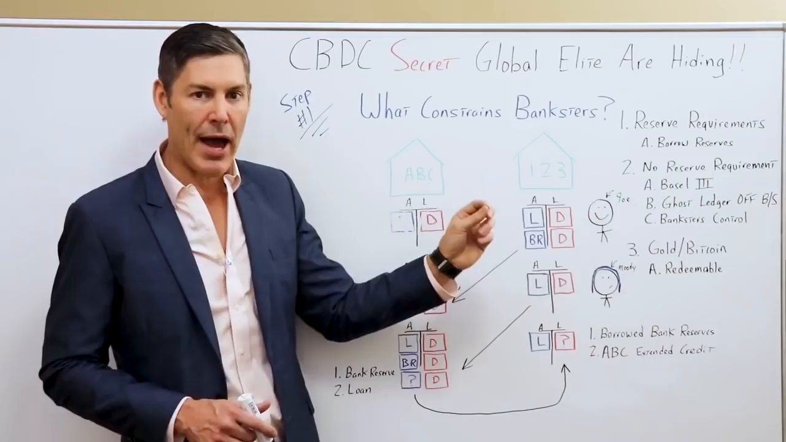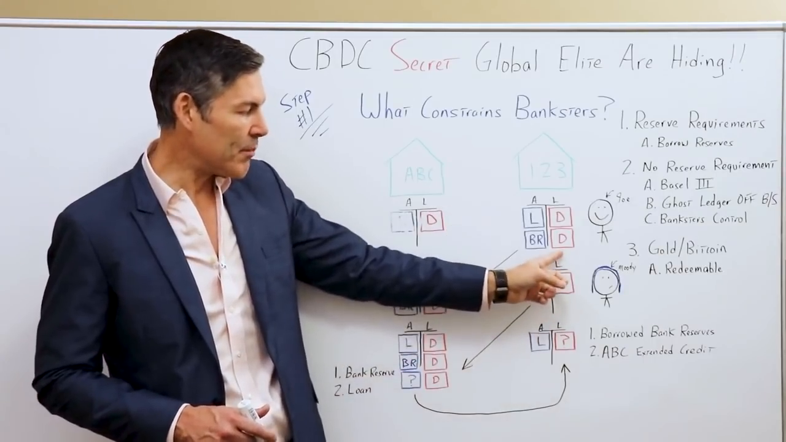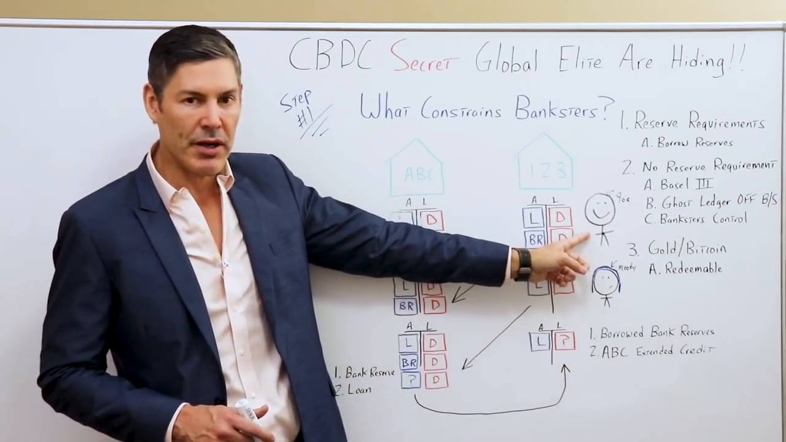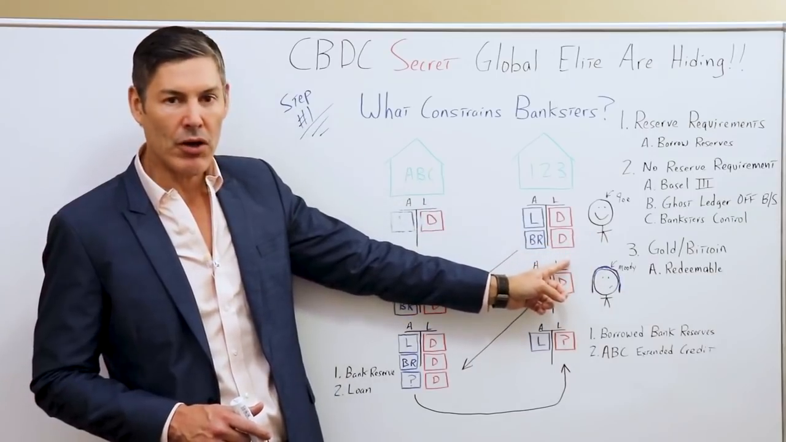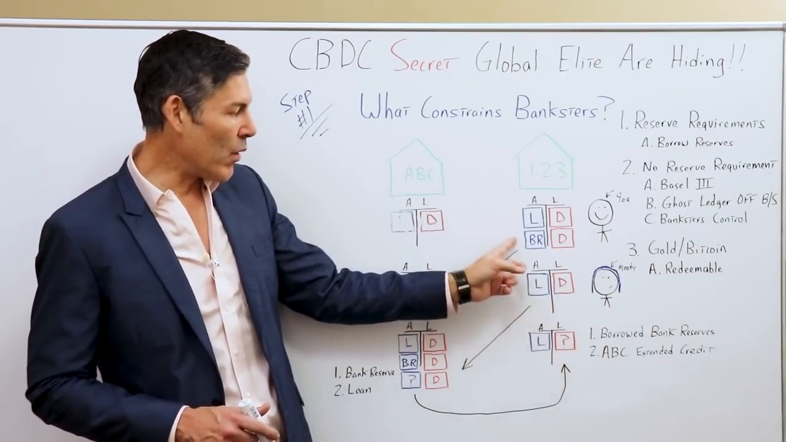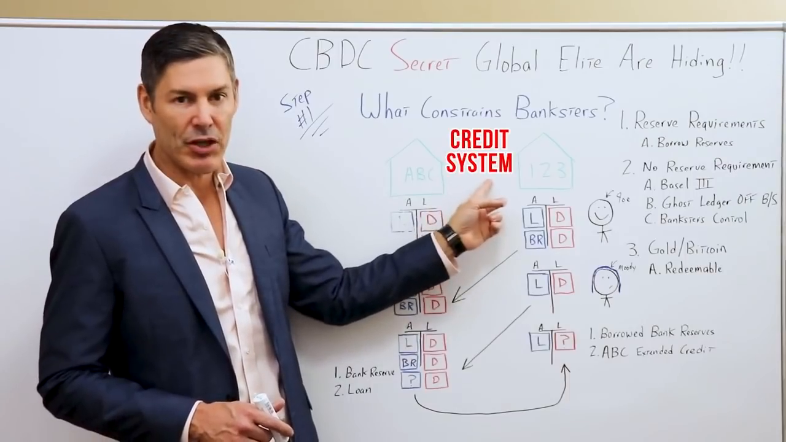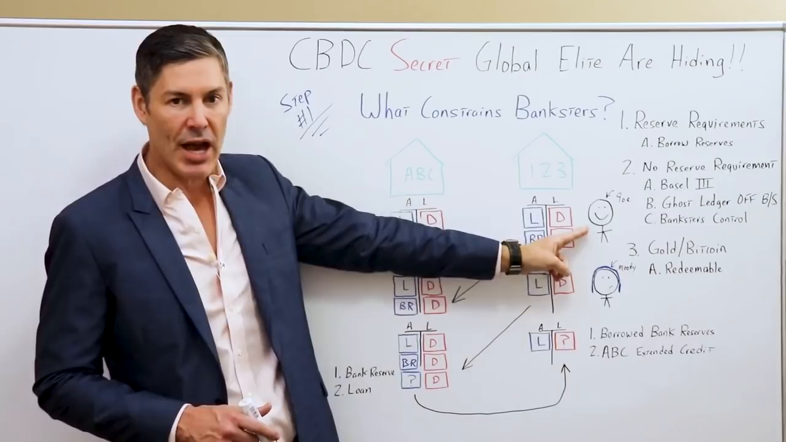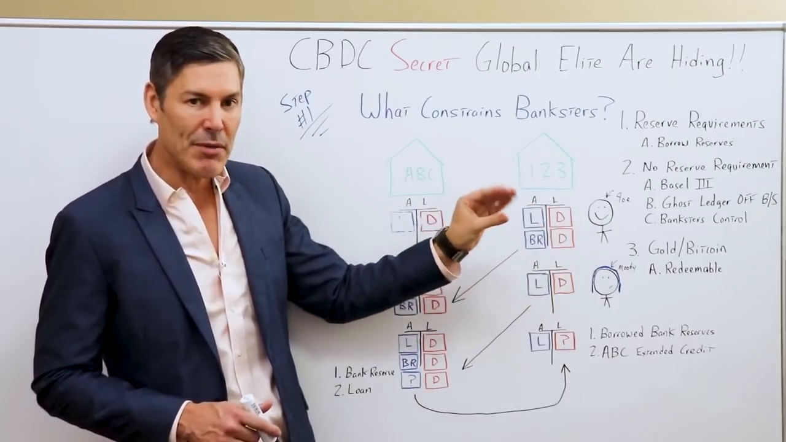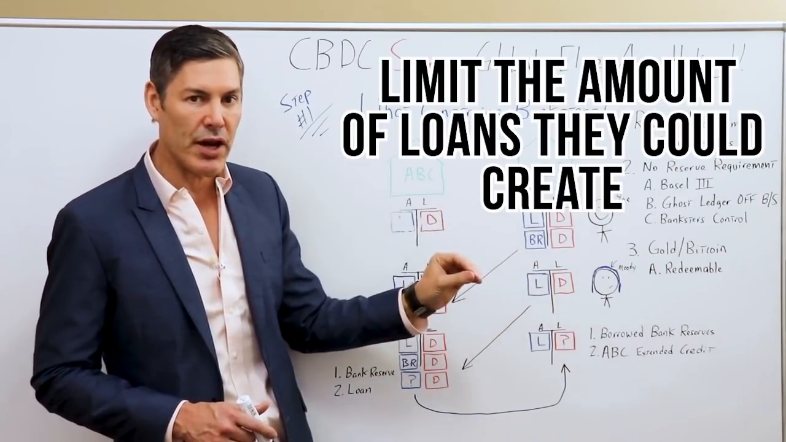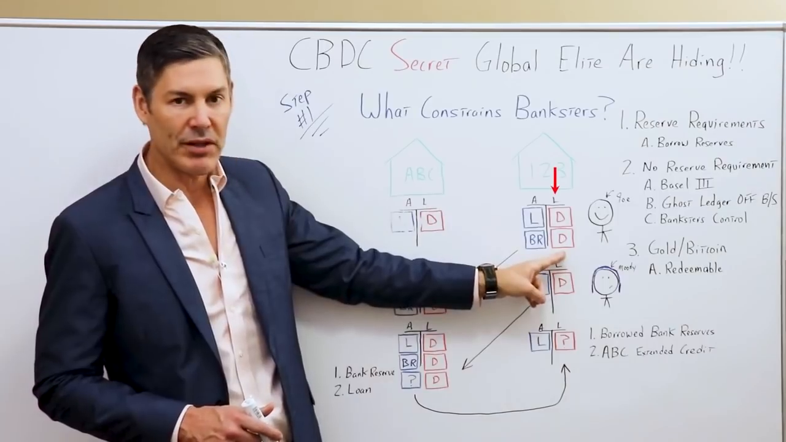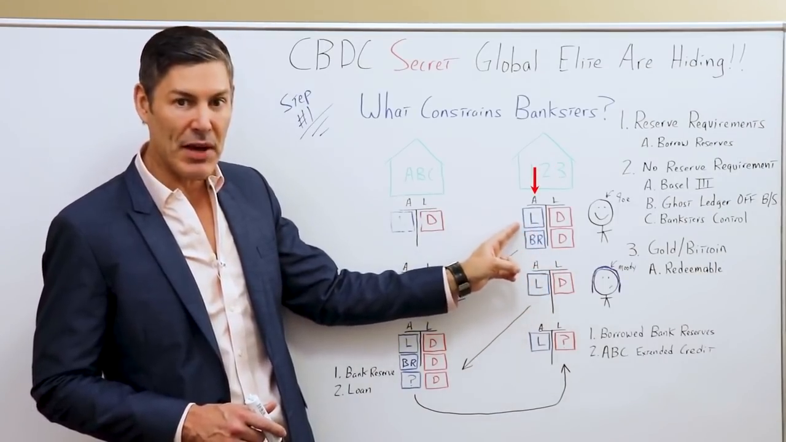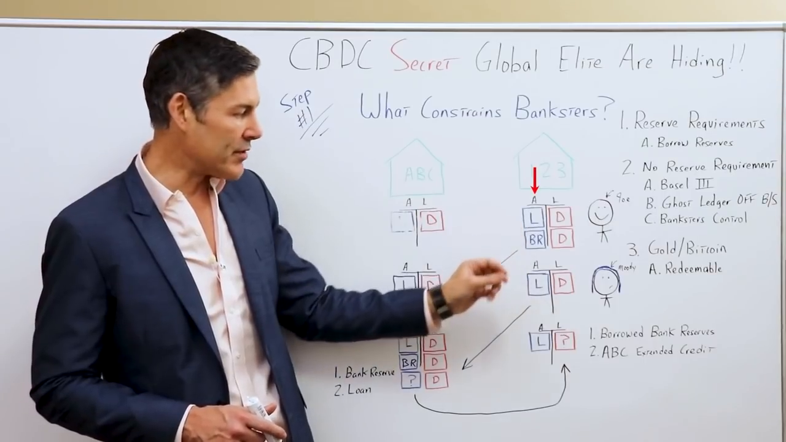But what they can't create is something like gold, something like Bitcoin. Because then what would happen is if these deposits were IOU for gold, then the average Joe could come in and say, hey, I want my gold. And it doesn't matter what type of credit system they have on the ghost ledger, they can't come up with the gold to give the average Joe. So this would limit the amount of loans they could create. This would limit the amount of liabilities they could have on their balance sheet relative to the assets, the base money, in this case, gold, as an example.